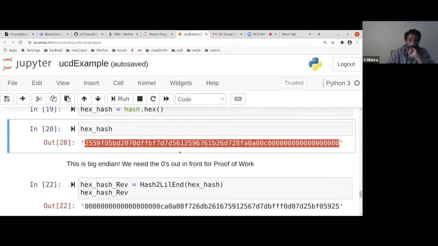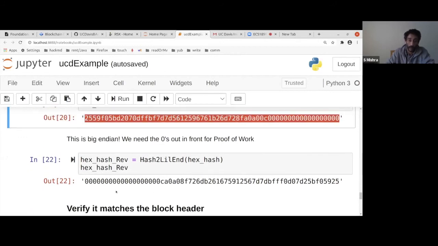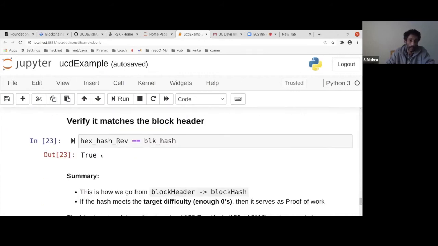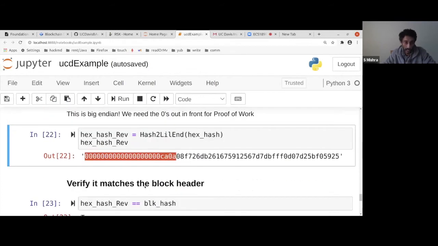There's only one more step left. We have to reverse the endianness, so the zeros are out in front. And this is what we're trying to match, and it matches, because it should. The first time it didn't match because I was using a different block explorer, which did not have seconds, so obviously the hashes won't match.